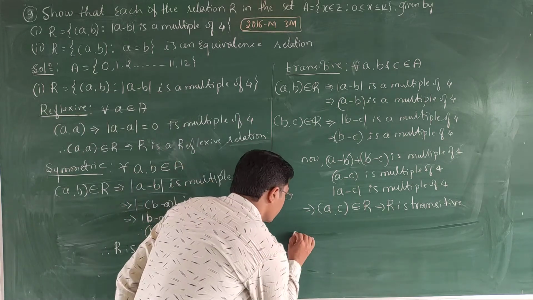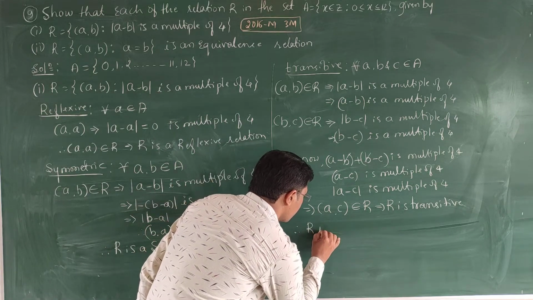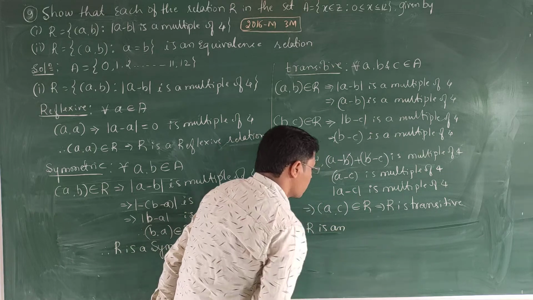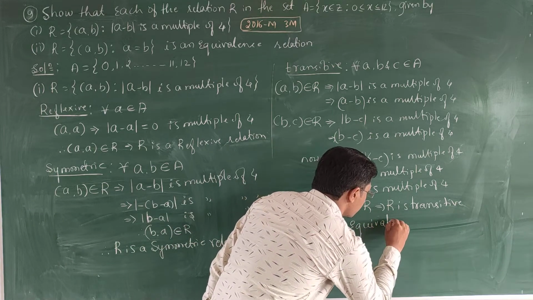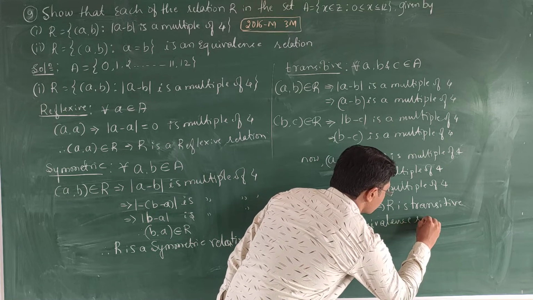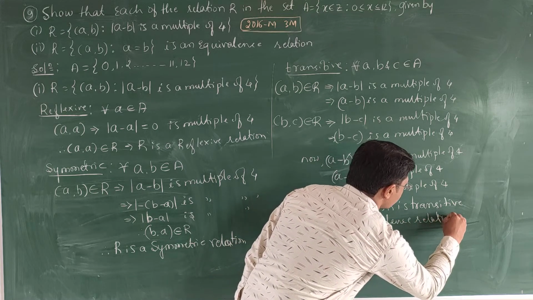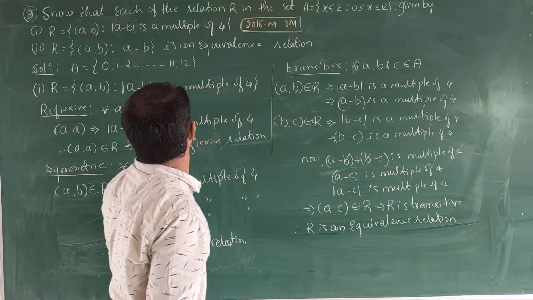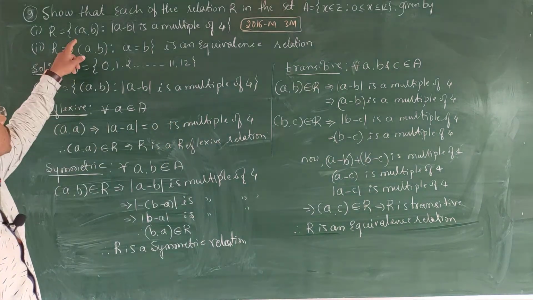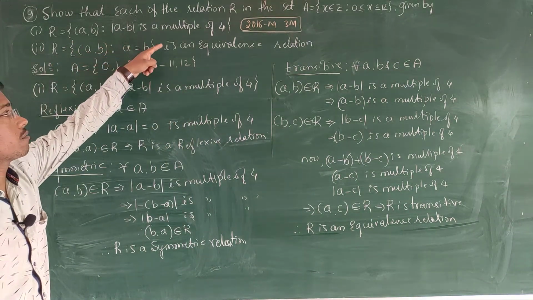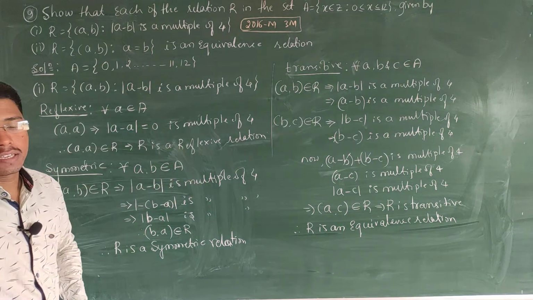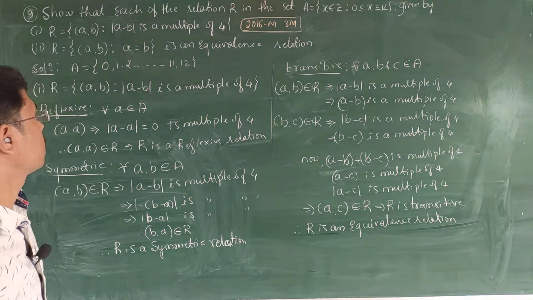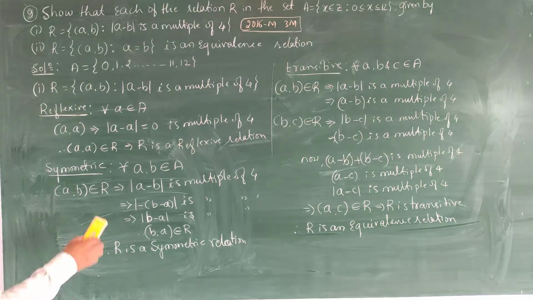So the relation R is reflexive, symmetric and transitive. Therefore we can say R is an equivalence relation. In question number 9, the first relation, |a - b| is a multiple of 4, is an equivalence relation. Okay, so let us see the second one.